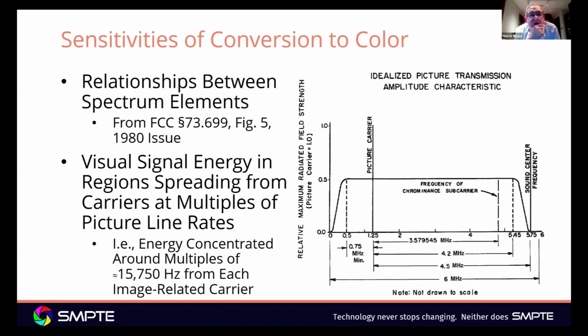So looking at relationships between the spectrum elements, the diagram on the right shows what we ended up with. What we started with was somewhat different from that, and I'll be showing you the numbers, but you can use this diagram as a reference. This one came out of the 1980 issue of the FCC rules, primarily because I had it in loose leaf form and could take the page out and copy it.